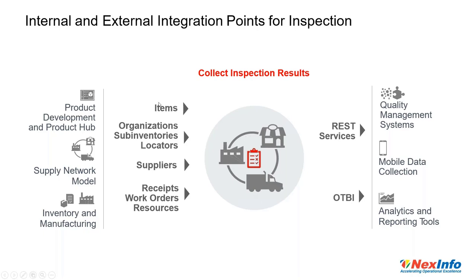So the quality management module gets input from the items. Basically, these inputs are for the item characteristics and the non-item characteristics. The items are located in the organization, sub-inventories, and locators. These are used basically to run the inspection plan on finished goods or other kinds of inventories. Also, there are incoming receipts from suppliers, for which you can run an inspection plan, or you can run an inspection for your work orders and your resources. So those are all the inputs for the quality management system.